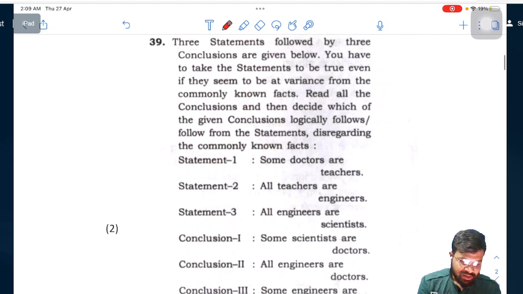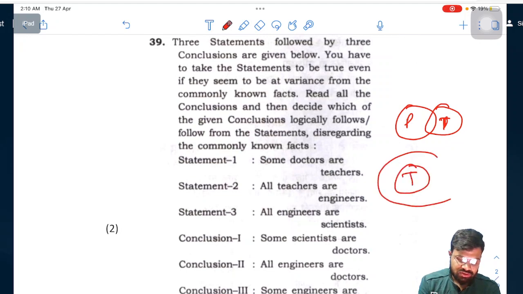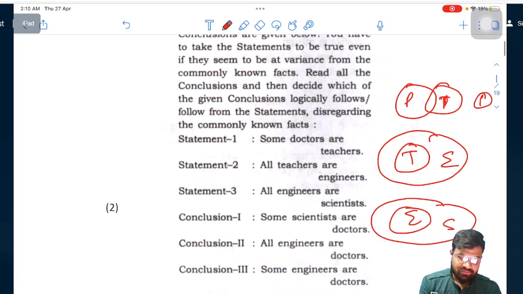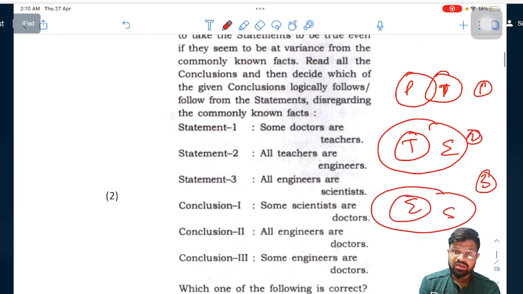Okay, again same. Some doctors are teachers, so these are doctors and these are teachers. All teachers are engineers, so this is teachers and this is engineers. All engineers are scientists, so these are engineers and these are scientists. This is for statement one, this is for statement two, and this is for statement three.